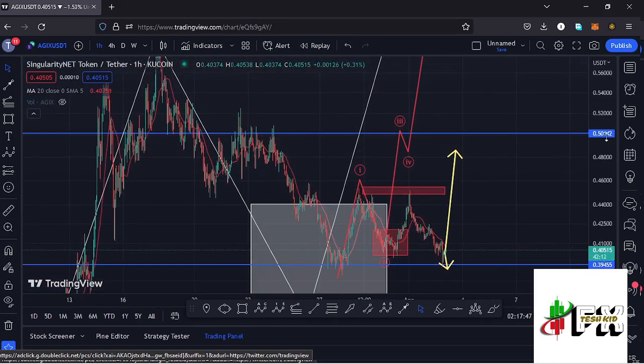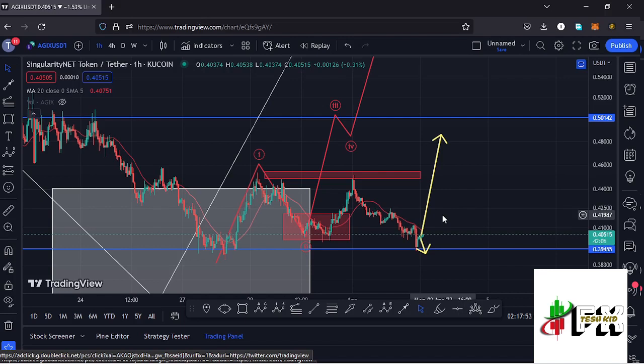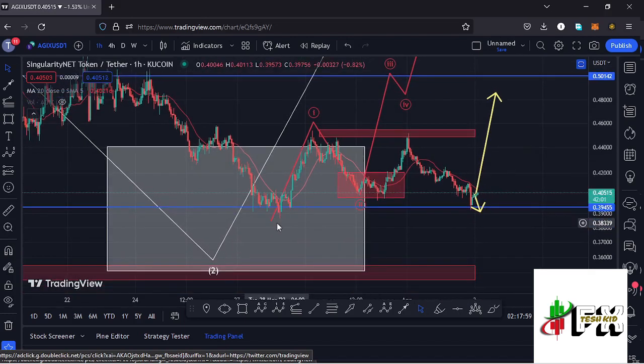So that is what I'll be expecting here on the AGIX chart in case that impulsive move to the upside fails. And once that fails, then I'll be expecting one more leg down within this white target area to give us one more low in the formation of this wave 2 before we can start gearing up in the formation of that wave 3. But that doesn't mean that we can't run up from the current prices that we are trading within. That doesn't mean so. It's just an alternative scenario that we need to have in mind.